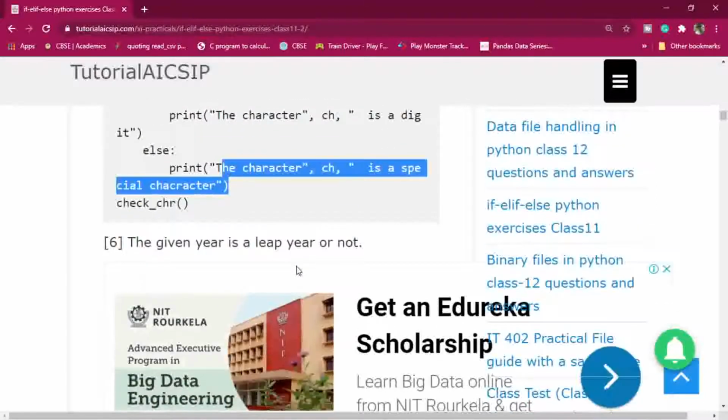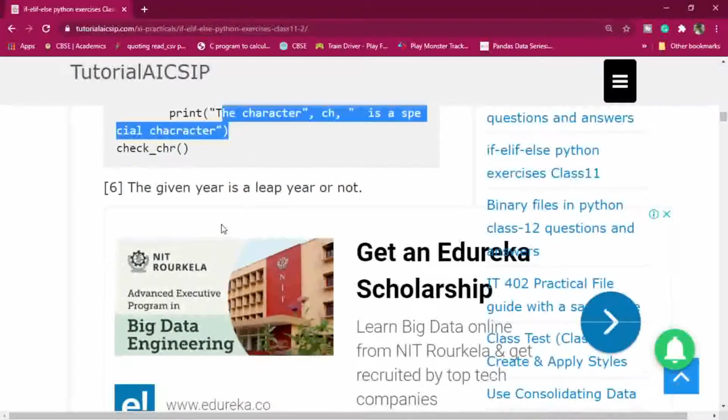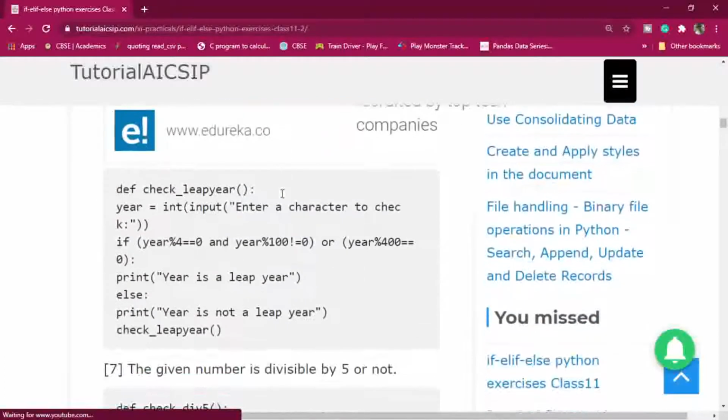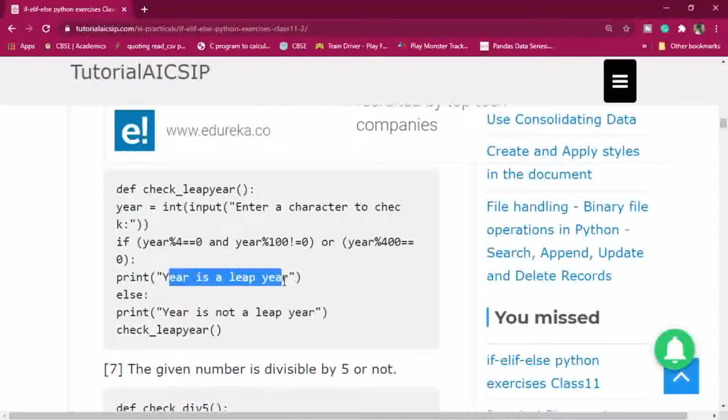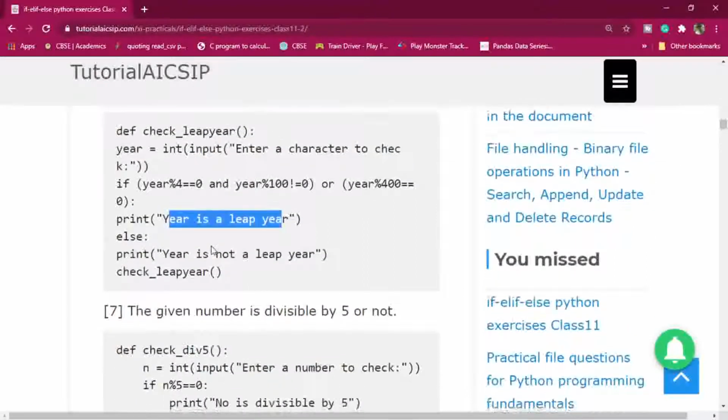Rest all the characters can be considered as special characters. Now next, check whether the given year is a leap year or not. Simply, a leap year can be divided by 4, meaning every 4th year. Then the 100th year will not be considered a leap year, and the 400th year can be considered a leap year. That's why I have inserted this logic over here. If year modulo 4 equals 0 and year modulo 100 not equal to 0, or year modulo 400 equals 0, then it is considered a leap year. Otherwise it is not a leap year.